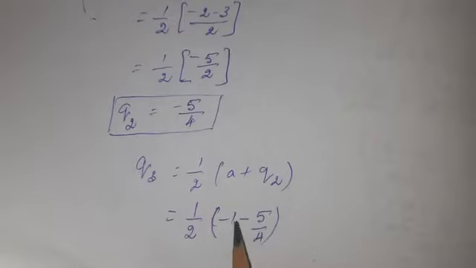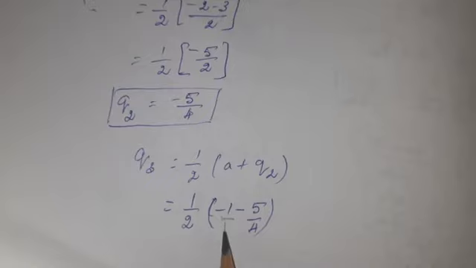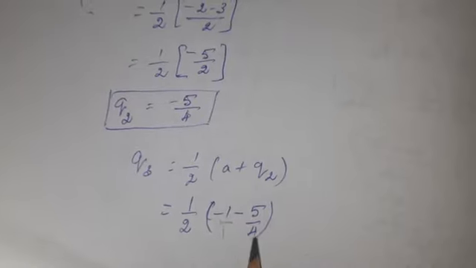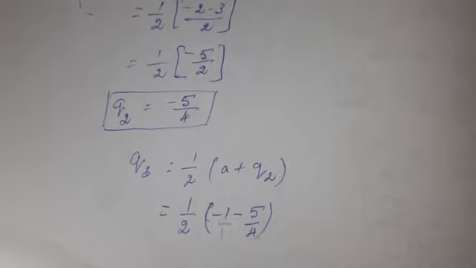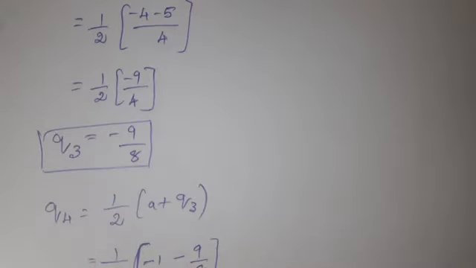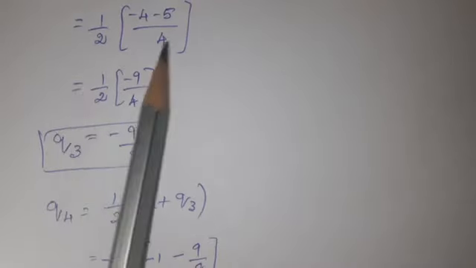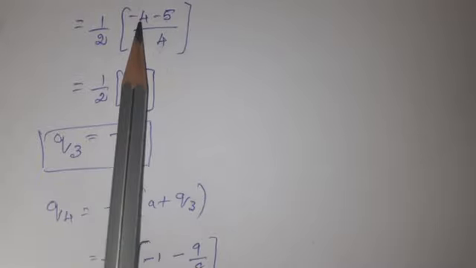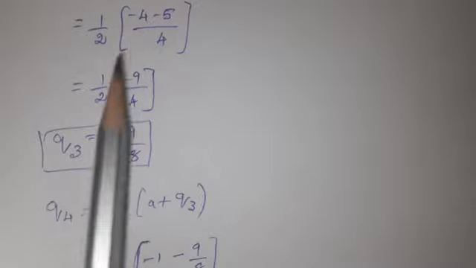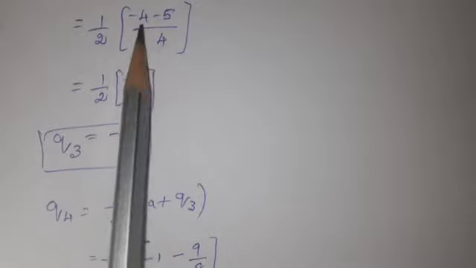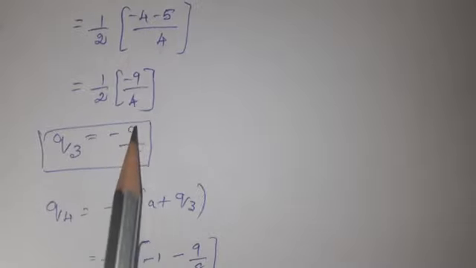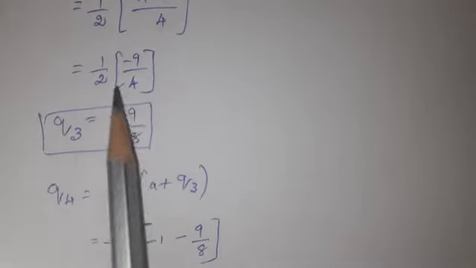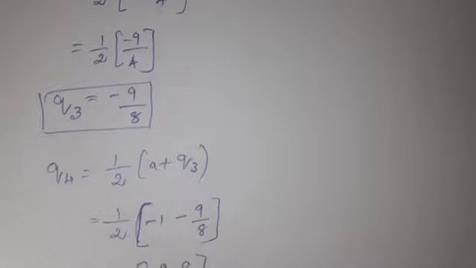Next step, here minus 1 can be written as minus 1 by 1. For that you should take the LCM. The LCM of 1 and 4 is 4. It is equal to 1 by 2 into, already the LCM is 4, no? Then you multiply that one, minus 4 minus 5, is equal to 1 by 2 into, when you add you will get minus 9 by 4. Therefore the third rational number is minus 9 by 8. 2 into 4 is 8.